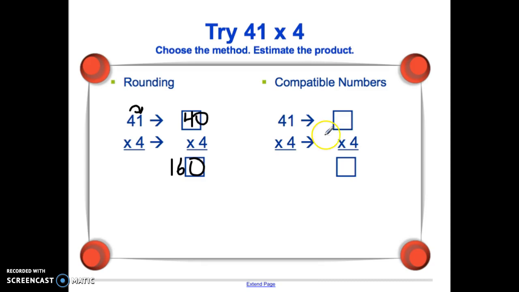All right. How about a compatible number to 41? What's an easy number for me to calculate? You know, I'm going to say 50 is easy. So I'll do my 5 times 4, which gives me 20. I can't forget to add on my 0 there in the 50, so I get 200.